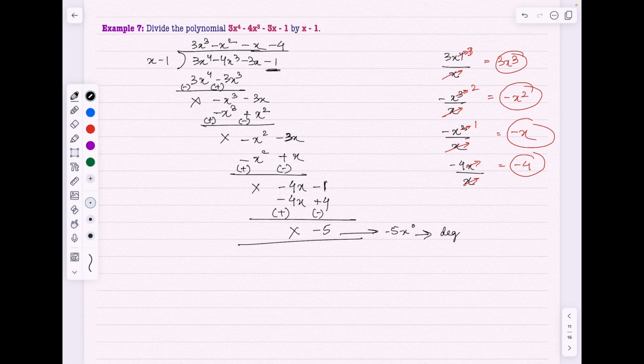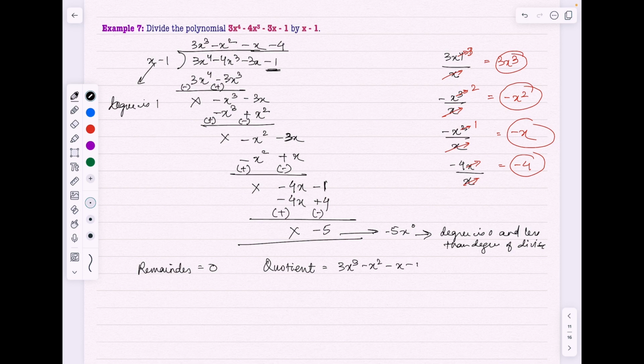So the degree is 0, and it is less than the degree of the divisor. Here the degree of the divisor is 1. Since you have got a degree less than that, you have to stop here. So we say that the remainder is minus 5 and the quotient equals 3x cube minus x square minus x minus 4.